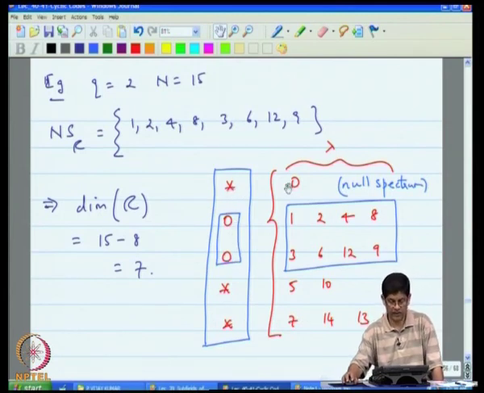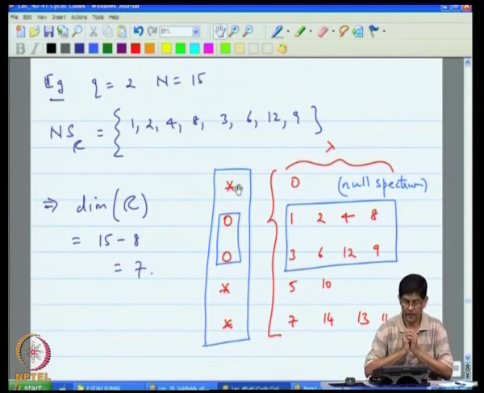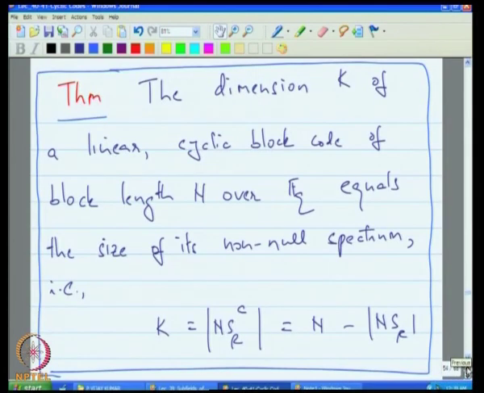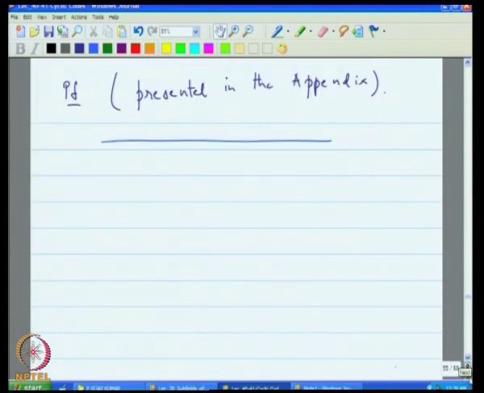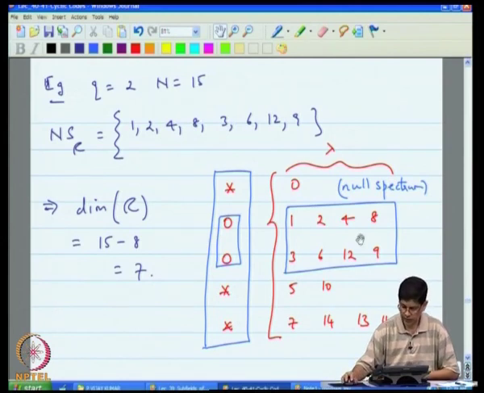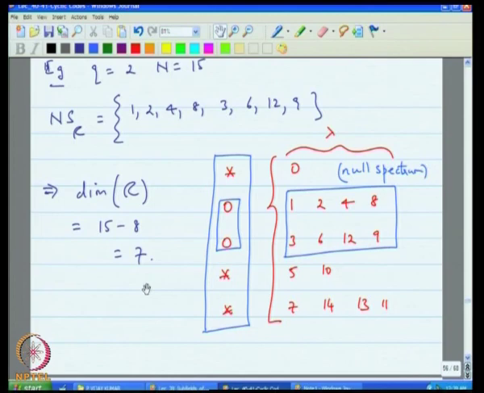This star means that the transform value here can be either 0 or non-zero, and you give it full freedom. And the theorem that we just read out says the dimension is simply the number of frequencies that do not belong to the null spectrum. So, here there are 15 frequencies in all, 8 of them belong to the null spectrum. So, the number of frequencies outside is 4 plus 2 plus 1 is 7. So, the dimension of the code is actually 7 in this case.